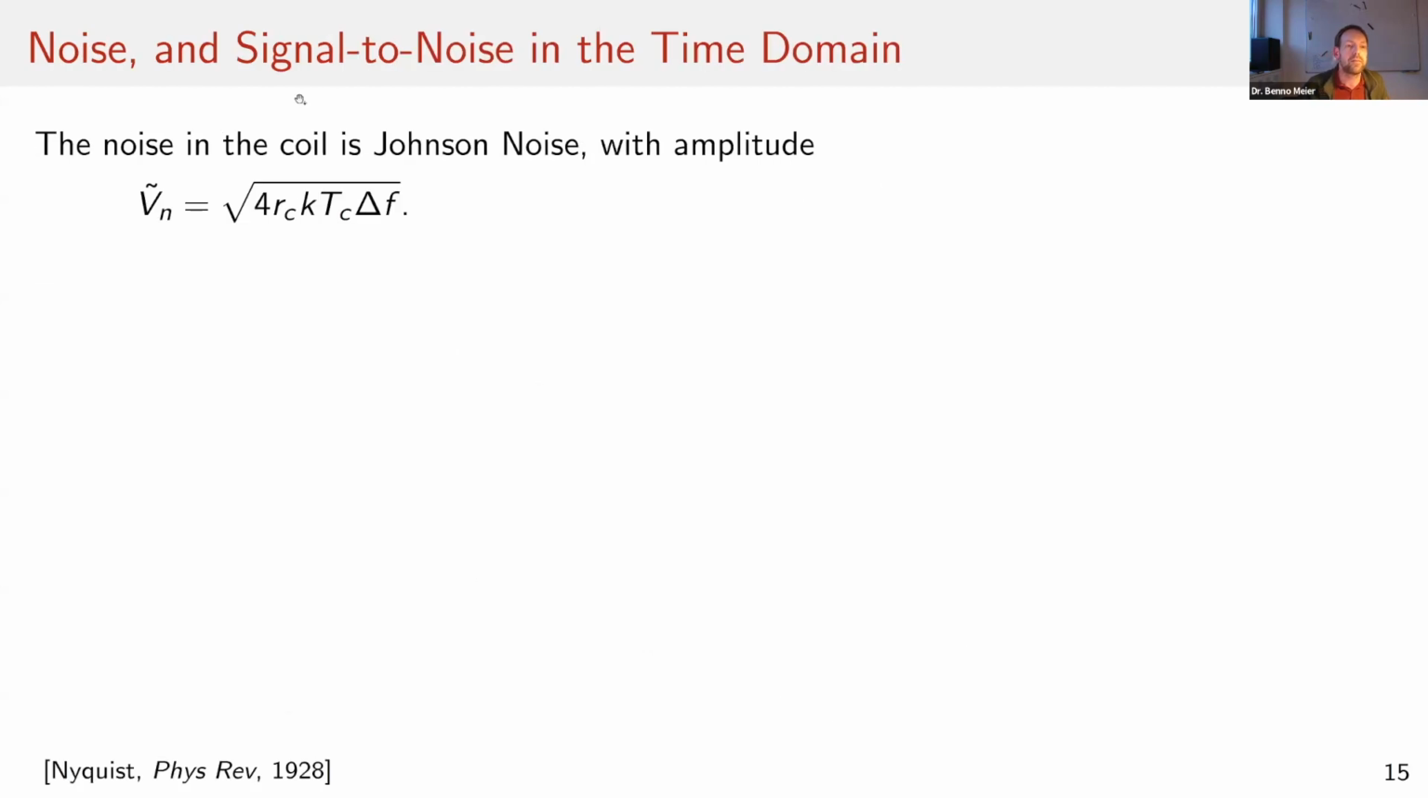Now let's look at the noise. The noise has been known for almost 100 years now. The noise is Johnson noise, and that's just given here by the square root of 4 times the coil resistance times k times the coil temperature times the bandwidth. For example, if you record an NMR spectrum, you may want to record over a bandwidth of 1 megahertz or so. Then this bandwidth would be set to 1 megahertz, and that would determine how much noise you have in the time domain.